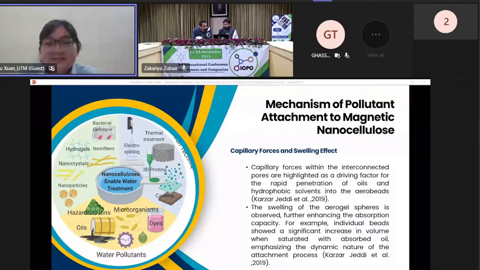Next is capillary force and swirling effect. Let's delve into how our magnetic nanocellulose sees pollutants. Envision the beads employing a subtle force, akin to gentle fingers, to draw in oils and other complex substances. This force will facilitate the rapid infiltration of oils into the beads. Additionally, the beads possess an absorbing ability. They swirl when saturated with oil. This unique swirling effect will enhance their capability to absorb a significant amount. The dynamic interplay of this force and the swirling effect positions our material as an exceptional choice for addressing the environmental challenge. And the last mechanism is the magnetic responsiveness.